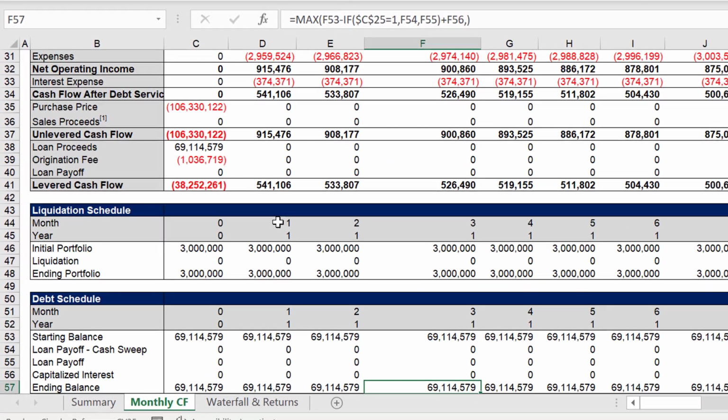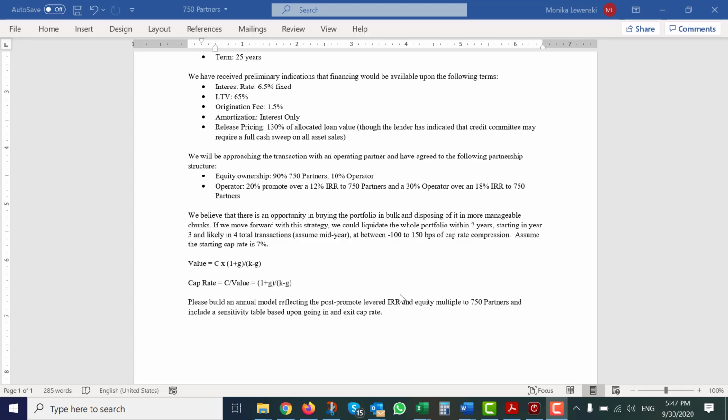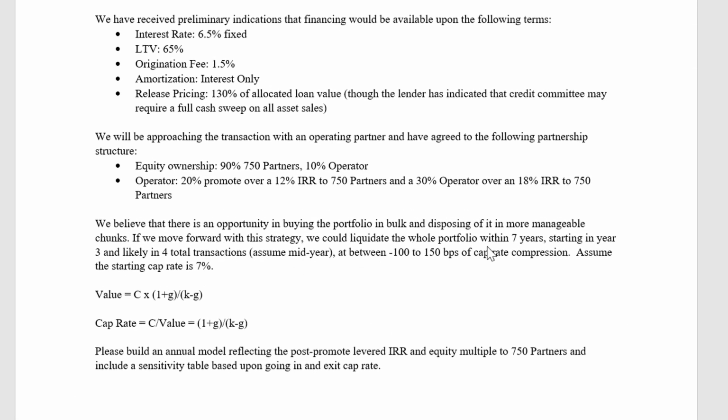So maybe occasionally I'll use an offset function here. Then we had a debt schedule, and this is kind of good. He put the waterfall in. I would keep this waterfall on the same page, obviously, and put the assumptions. The one thing I didn't talk about here was they want to move ahead with a strategy of liquidating the entire portfolio in 7 years, starting in year 3 and likely 4, mid-year.